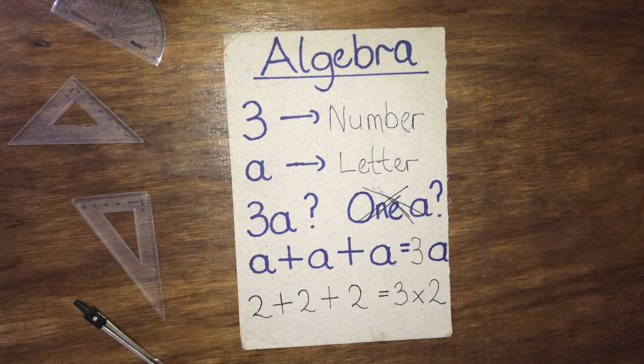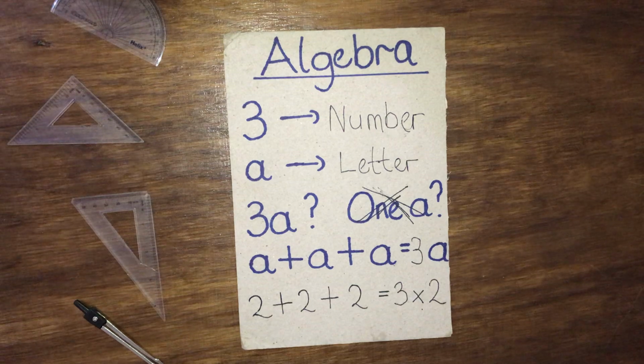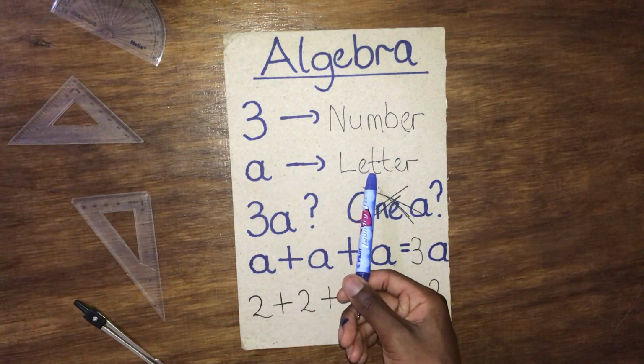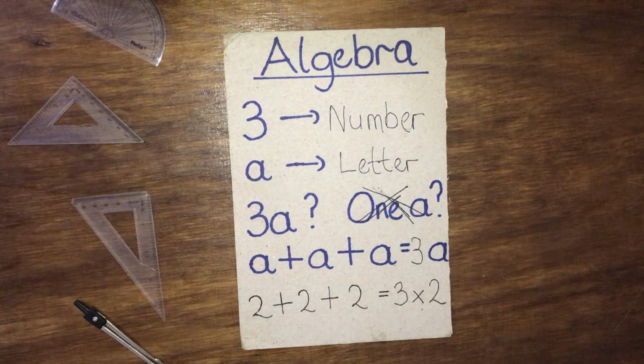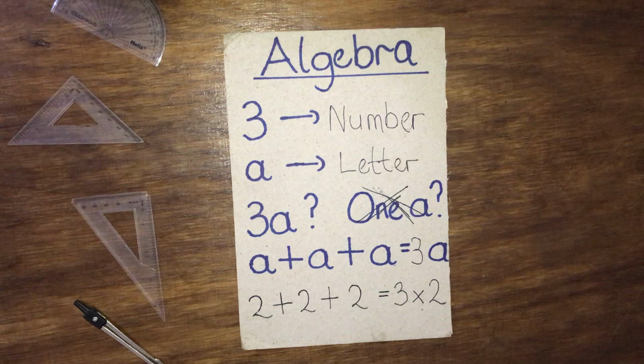Now, as you can see, we have the number 3 here, and we have the letter A. When we look at the term 3A, how many A's can we see here? Of course, visually, we can only see one A. It's right there. But in terms of algebra, that is very incorrect.